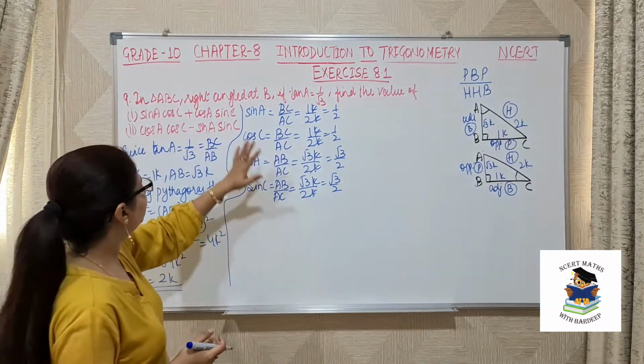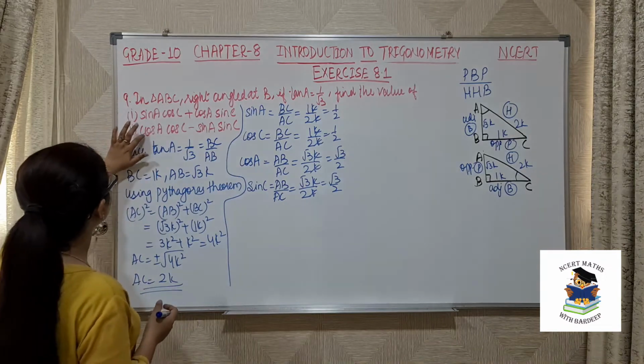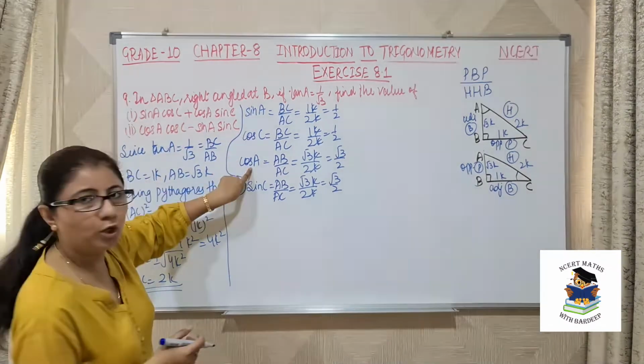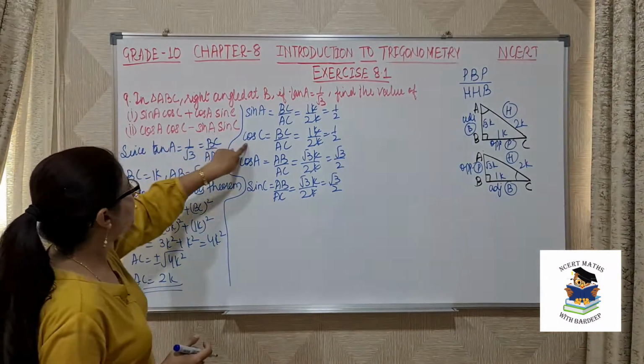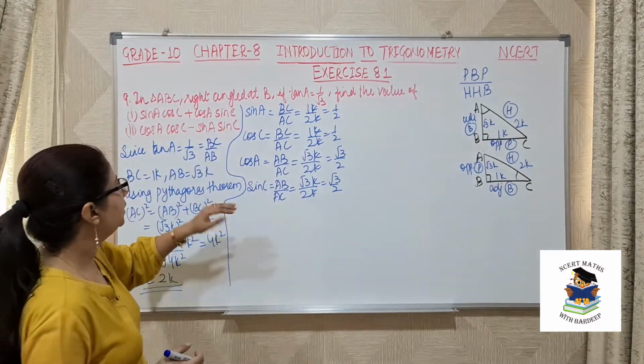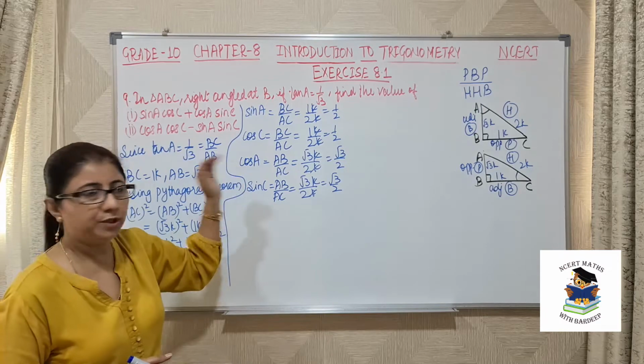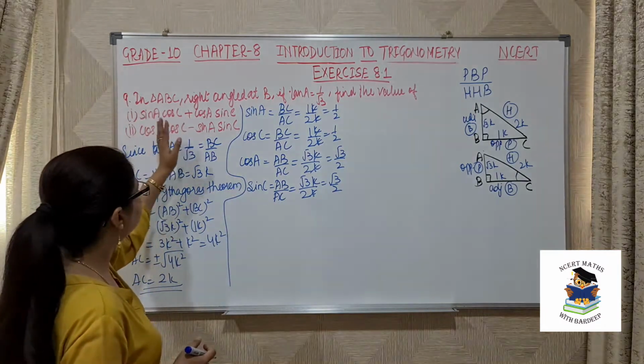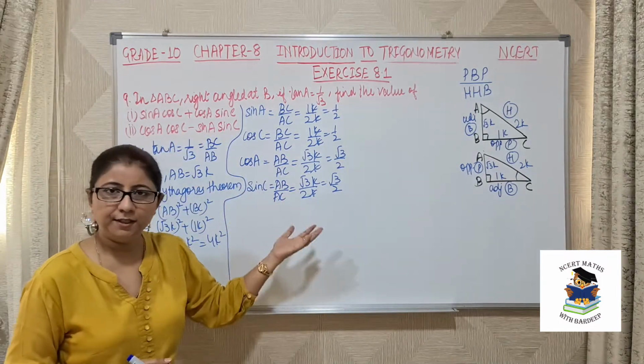Now let's check whether we need anything else in second part also. Cos A we have already calculated. Cos C already done. Sin A is also there and sin C is also there. If there is any extra ratio that is needed to solve any other part, you can find it here itself.